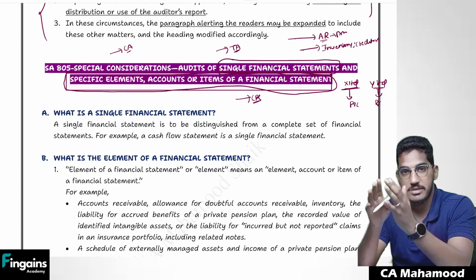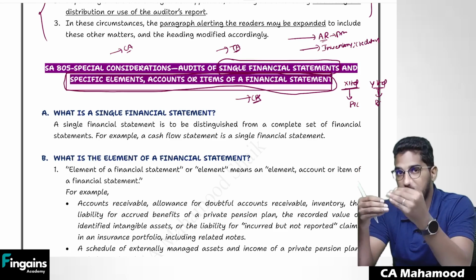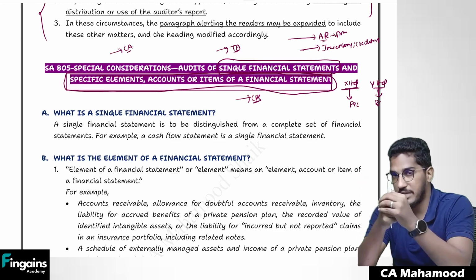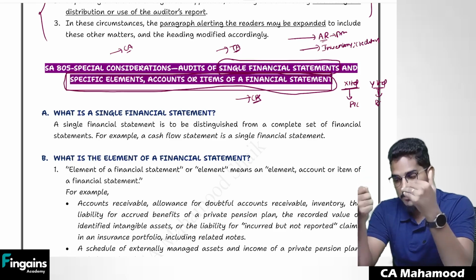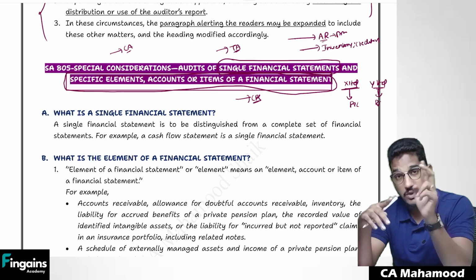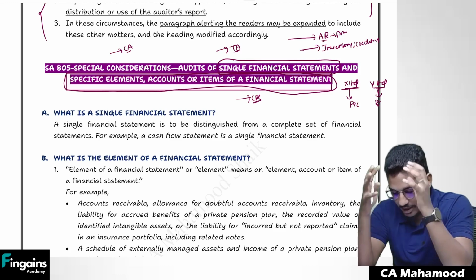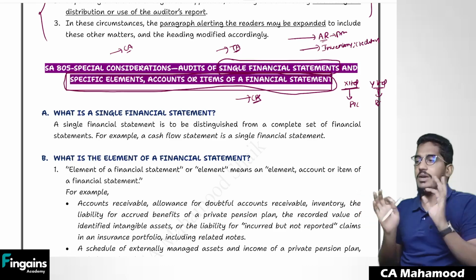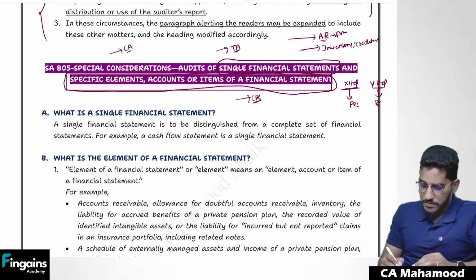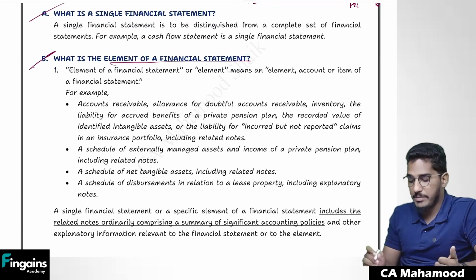So like this, sometimes some clients might approach you asking you to do audit of a single financial statement, or sometimes the clients might approach you asking you to do audit of a specific element, account or item of the financial statements. In case some client is approaching you for this kind of engagement, when you should accept, if at all you have accepted, what considerations you have to keep in mind, what reporting requirements you have to keep in mind, all the guidance has been given in this standard. Very simple standard, will not take much time. Let us try to have one quick recap. So first of all, they are telling what is a single financial statement. I have already explained. And then they are explaining what is the element of a financial statement.